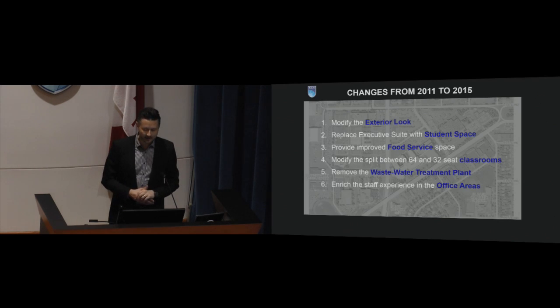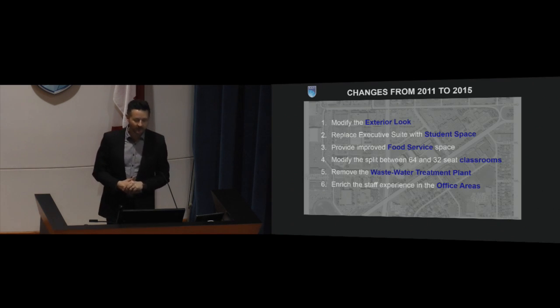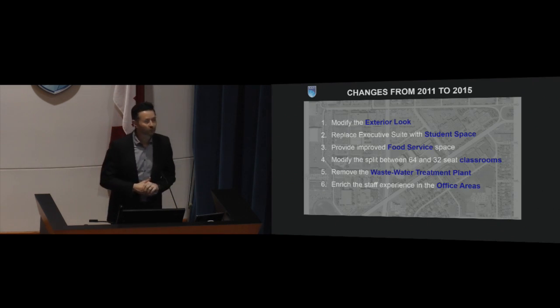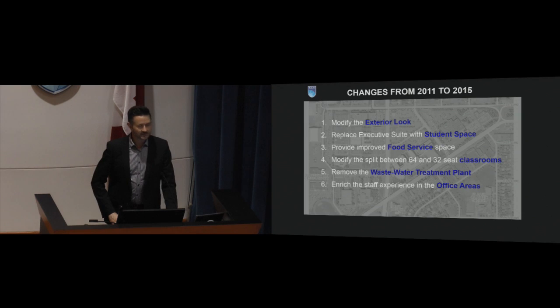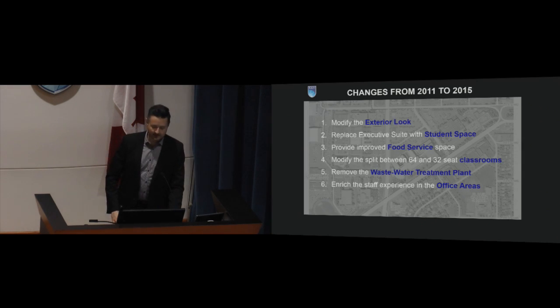Additionally, there was a desire to increase the amount of food service space in the building. The previous 2011 design had only one small coffee shop, and the 2013 refresh of the building now has a full food court with 4 food service providers and 2 large food service providers elsewhere in the building for a total of 6. Another change that occurred in 2013 was just a slight modification to the split between 32 and 64-seat classrooms. No change to the total seat count, but instead just a change to the distribution of the classroom size.